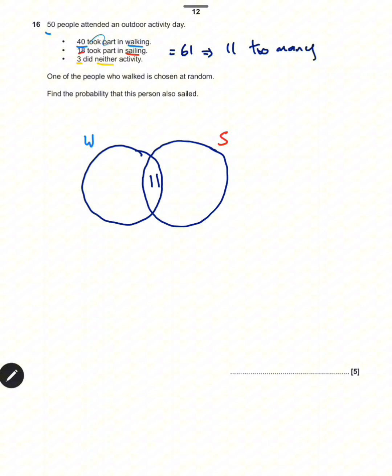What we can do now is adjust these numbers. 40 people walk. Well, this is all of my walking people. I need 40 in there. I've got 11 already. This must be 29. 29 and 11 makes the 40. If I look at my sailing people, this is sailing. I need 18 in there altogether. I've already got 11. That must be 7. And then the outside bit is 3 people. We can double check. 7 add 3 is 10. That would be 21. 30. That's now 50 people. That's correct.